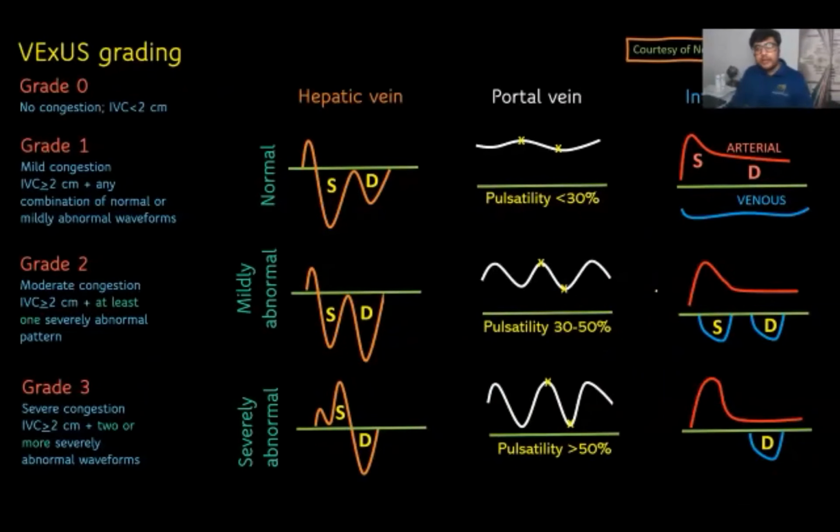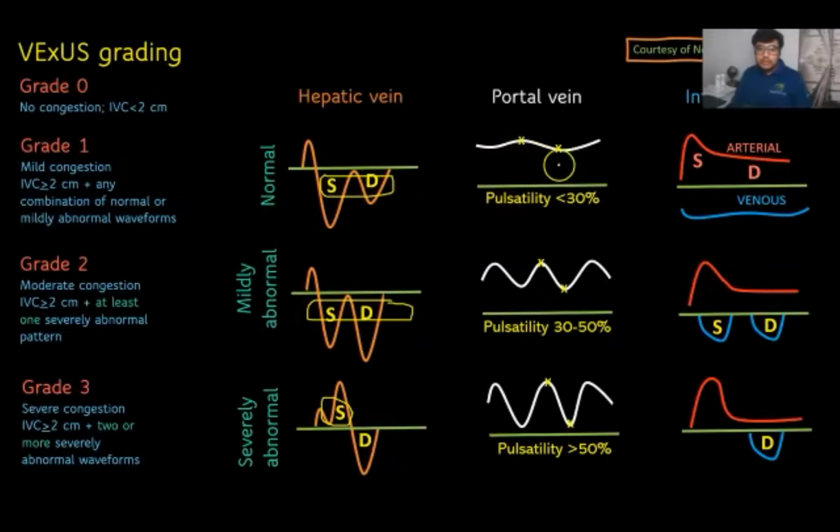So how does the VExUS grading look like? When you put all these things together, how does it look like? For the purpose of grading, we can categorize each waveform into normal, mildly abnormal, and severely abnormal. Hepatic is normal if S is more than D. S less than D is mildly abnormal. S reversal is severely abnormal.